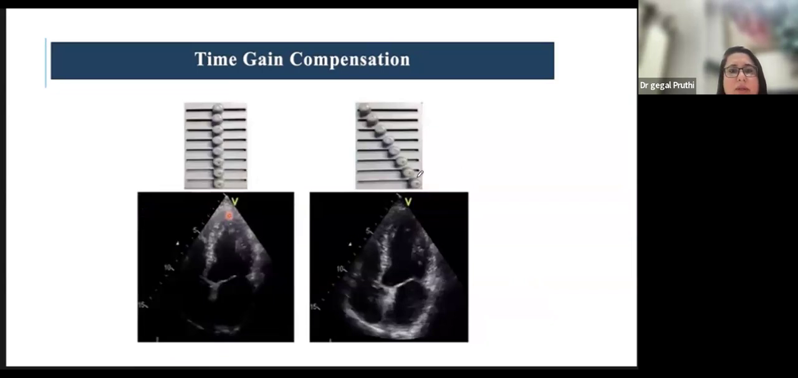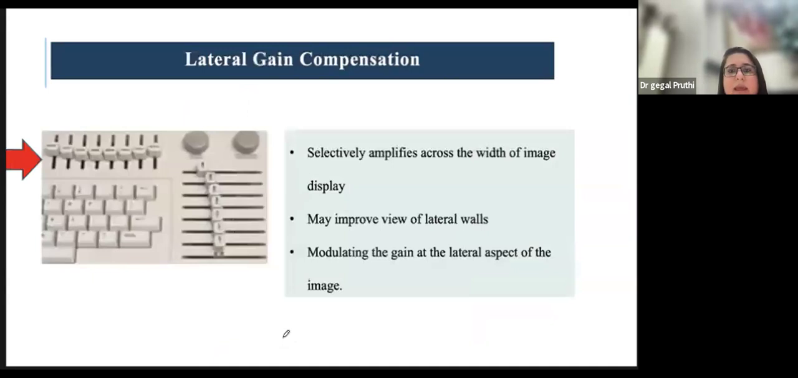With time gain compensation, you can see the far field structures, as you can see in this figure, as you have used the step ladder pattern, and far field structures are better seen than in figure A. In lateral gain compensation, you selectively amplify across the width of the image display. It mainly helps improve the view of the left ventricular lateral walls, and it helps in detection of the endocardial borders.